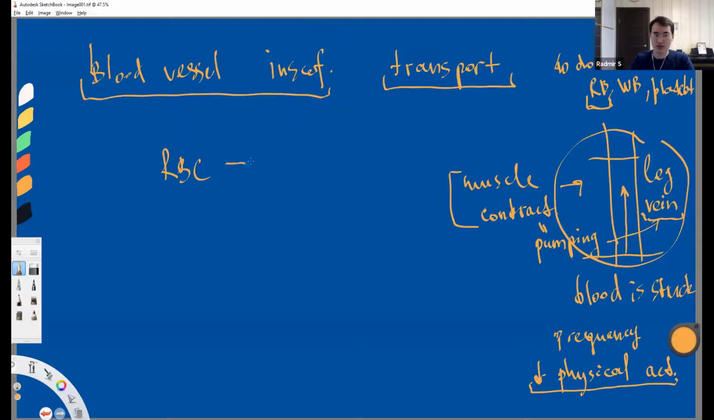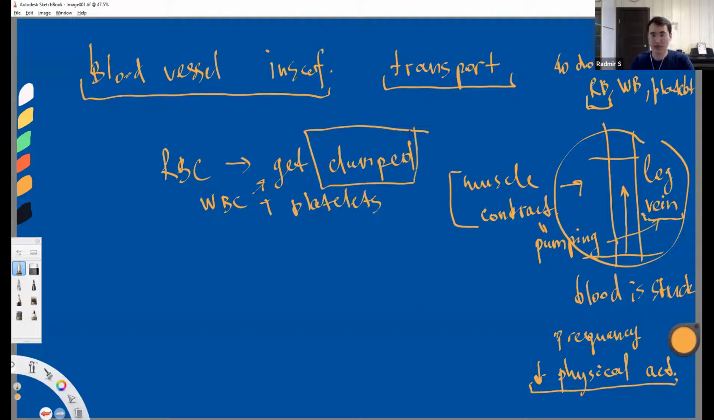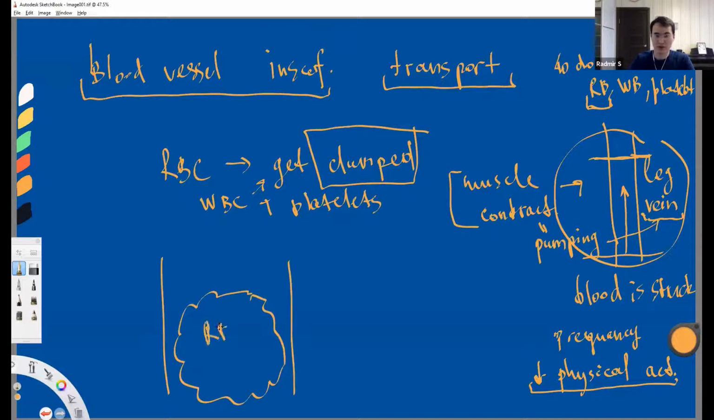The red blood cells get clumped, and they also stitch or glue other cells too. White blood cells plus platelets also get clumped here. And these clumps activate the system of clotting of the blood. Within this vein, we will obtain a huge clot. It's a clump of red blood cells, white blood cells, and platelets.